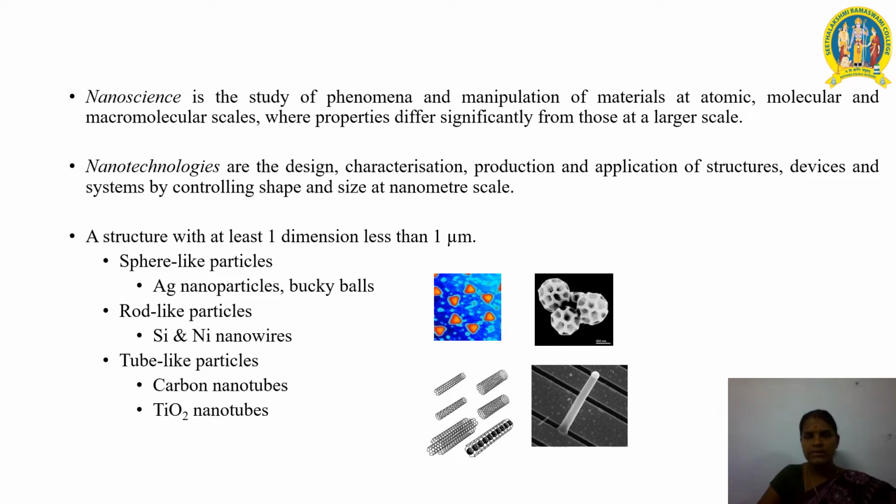Usually there are three types. Sphere-like particles, for example, gold nanoparticles and buckyball structures. The figure is shown here. The second type is the rod-like particles. For example, silicon and nickel have nanowire-like structures. And the third category is the tube-like particles, for example, carbon and titanium dioxide nanotubes. Each material can possess a different structure. Here I have summed up a few.